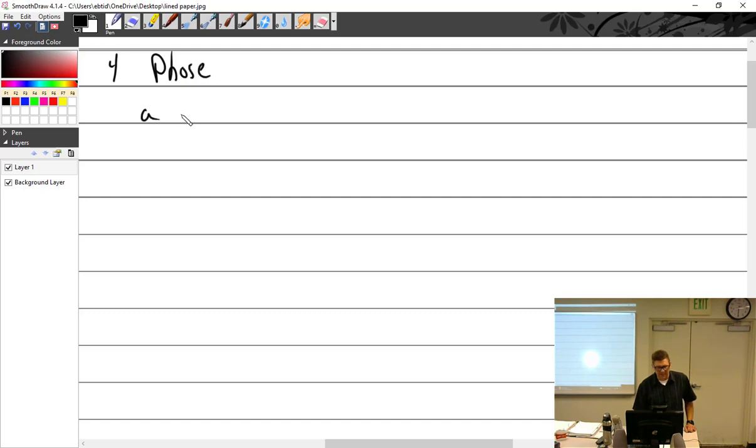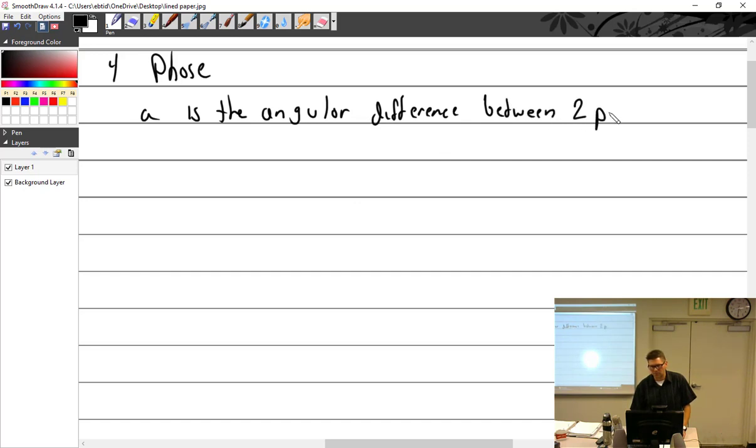Phase is the angular difference between 2 points on an AC waveform. 2 points on an AC waveform.